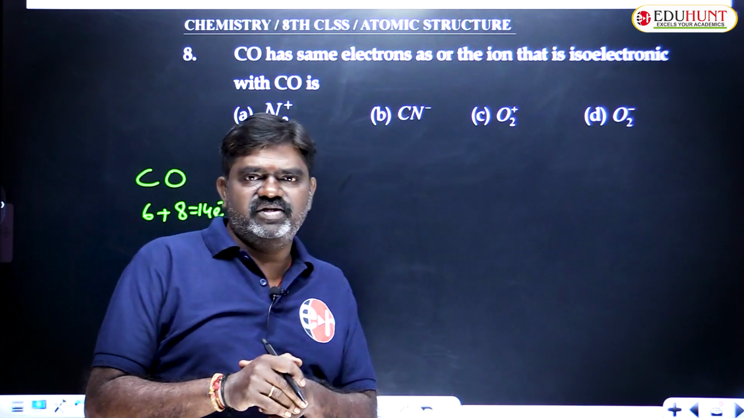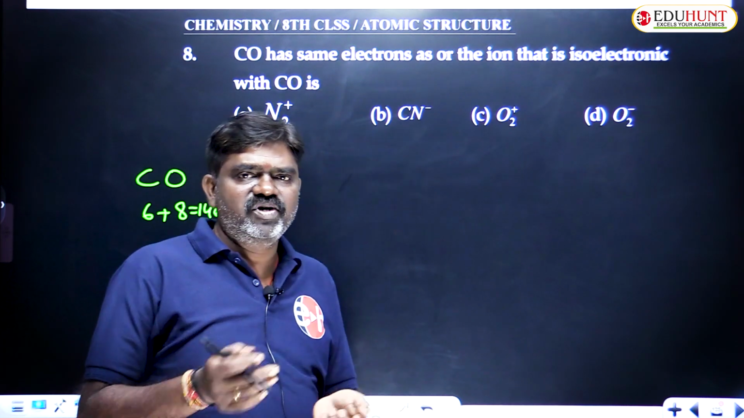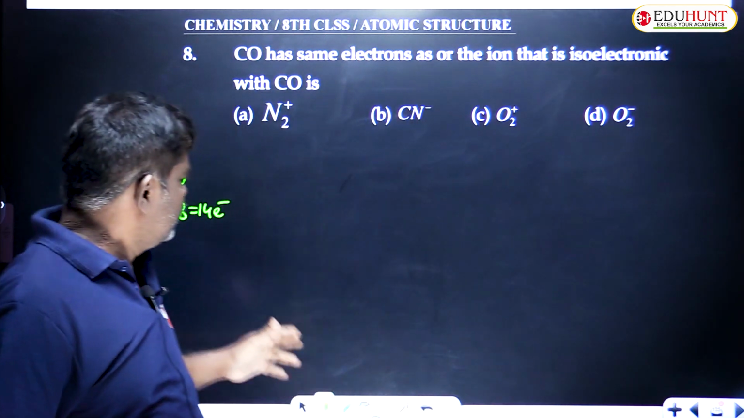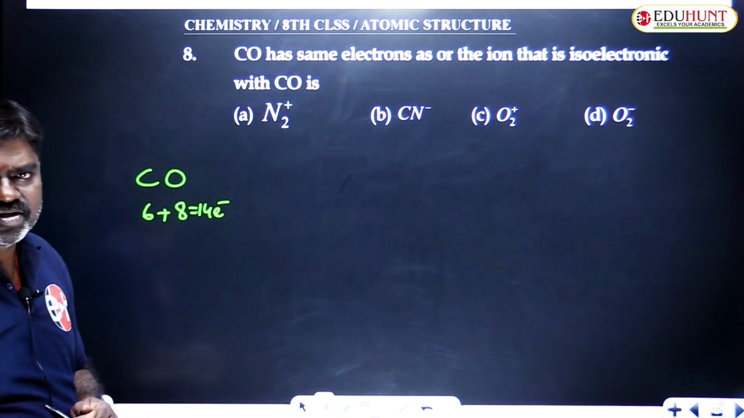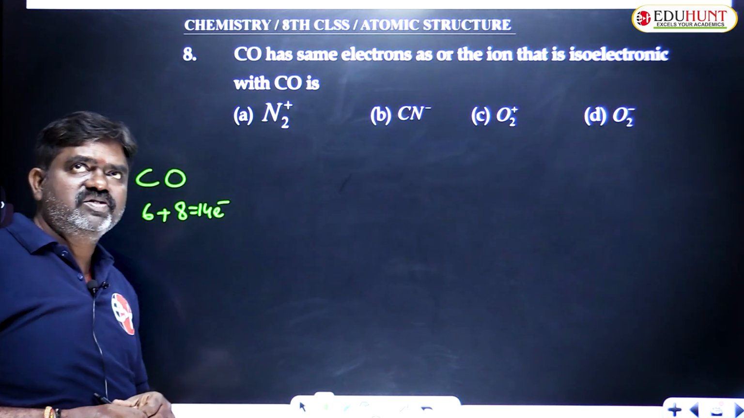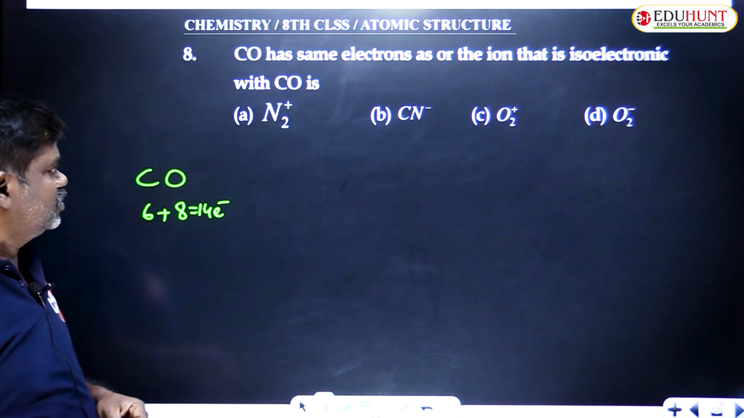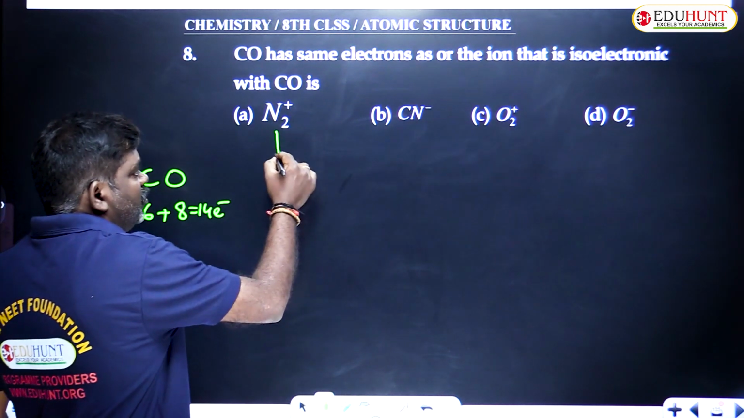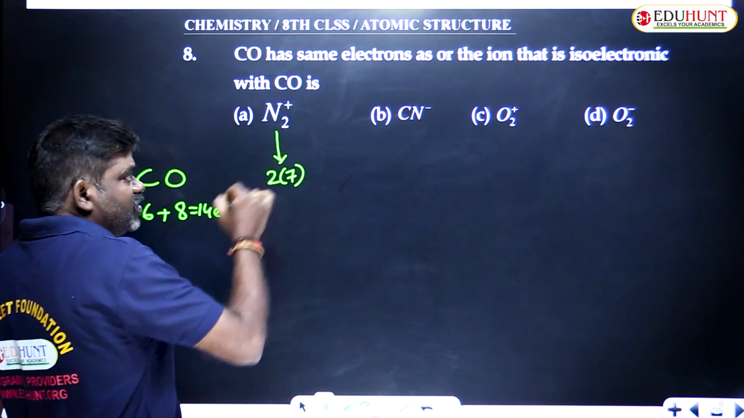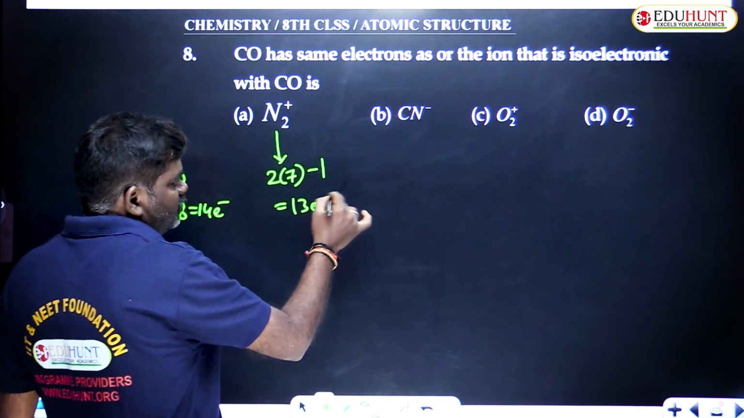I already explained this in the first class, where I explained how many electrons, protons and neutrons are present in an atom. Here the atomic number is equal to the number of electrons. Carbon is 6 and oxygen is 8, so 14 electrons are present. Now take N2, nitrogen atomic number 7: 2 into 7 is 14, and plus means remove 1 electron, so 13 electrons are present.